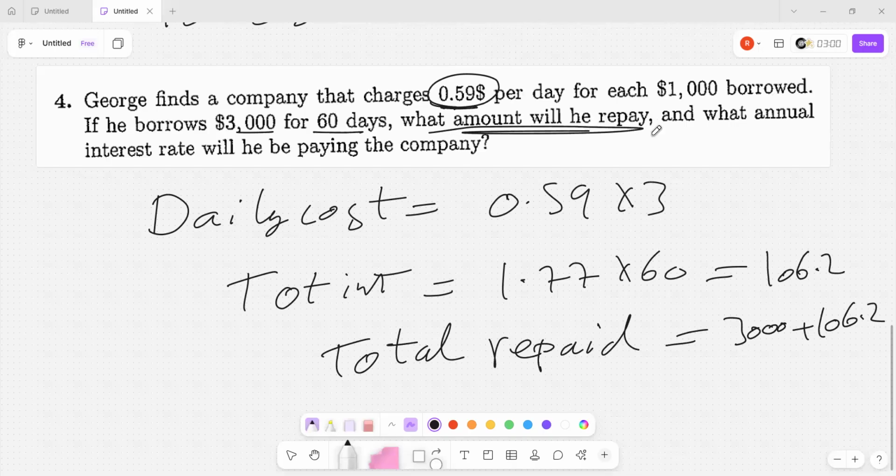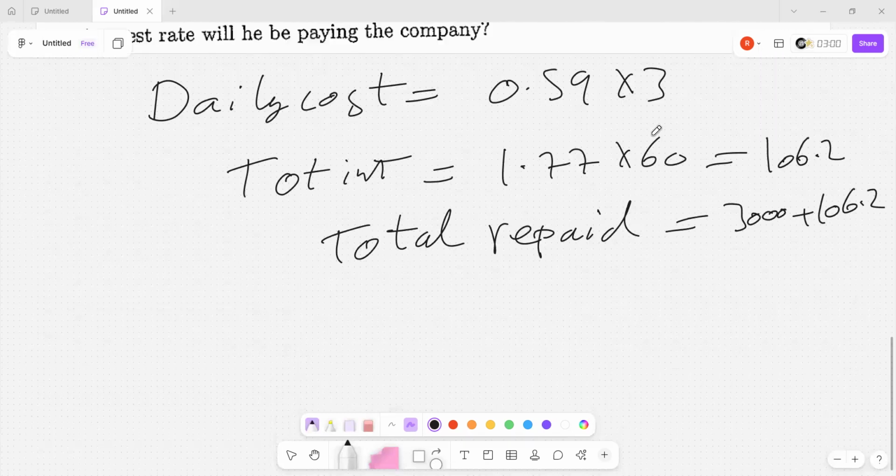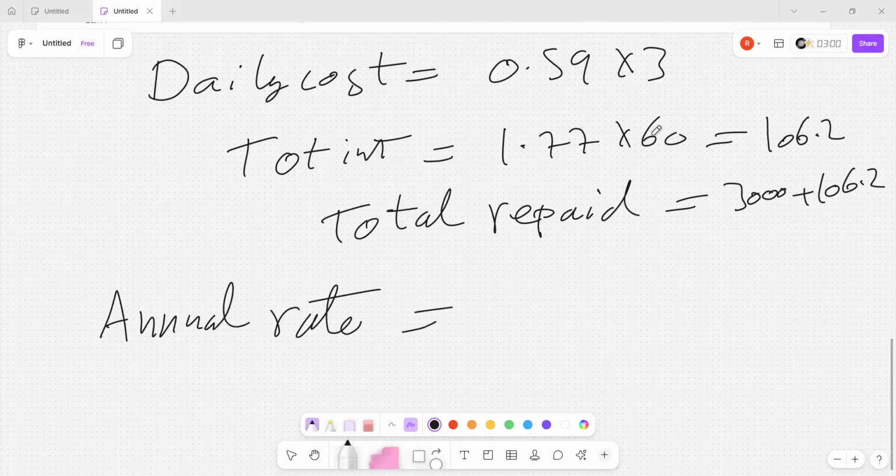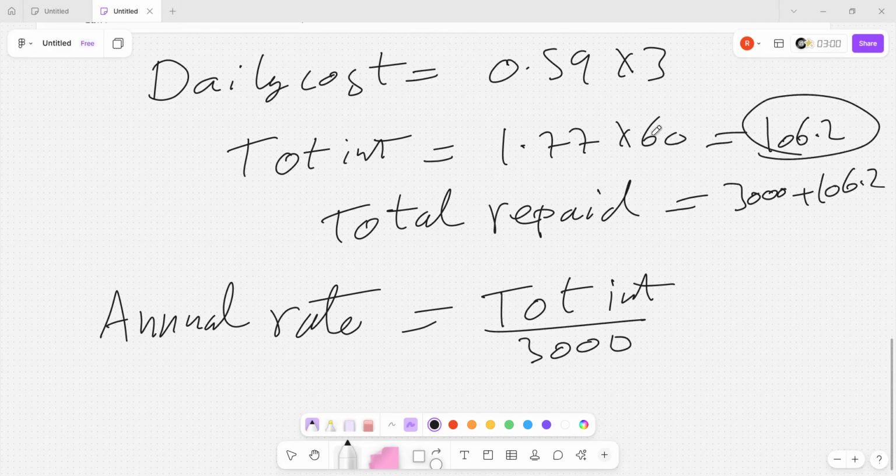We still want to know the annual interest rate. Okay. How can we find the annual interest rate? Look, it's a rule, okay? The annual rate is equal to the total interest divided by the loan, which is 3,000, okay? Then the total interest is 106.2, times 365 days over 60, which are the 60 days after which he will repay.